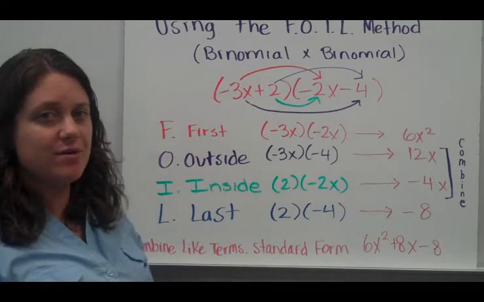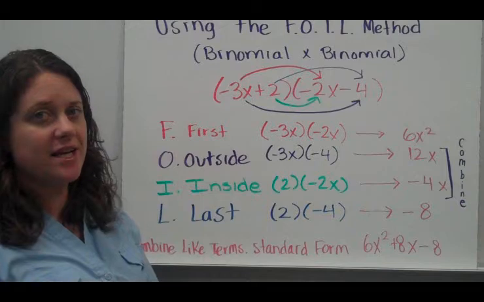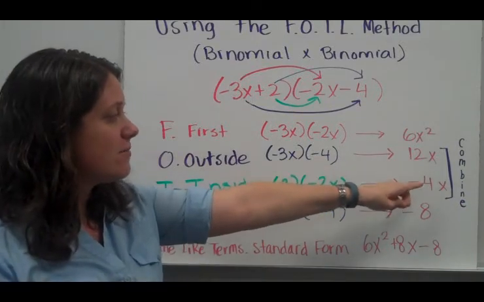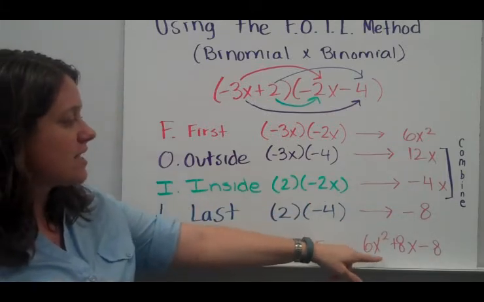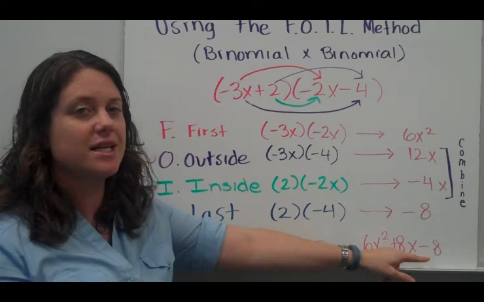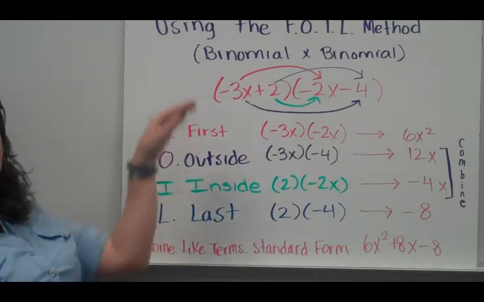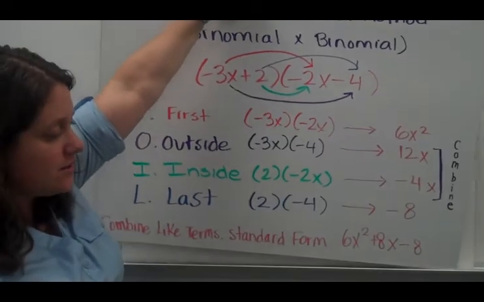Okay, so instead of a table, I just have this list of terms. And then I can go ahead and combine them together. So these are like terms, so I can combine those together and I'd get 8x. So then I put it in standard form, 6x squared plus 8x minus 8. And remember, always combine like terms and then put it into standard form. So I'm going to do two more examples for you of FOIL.